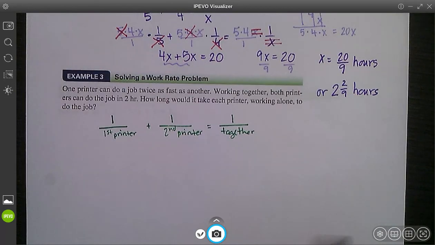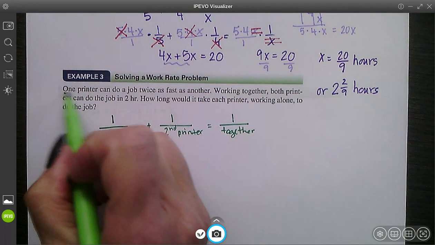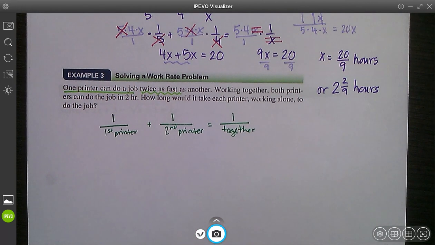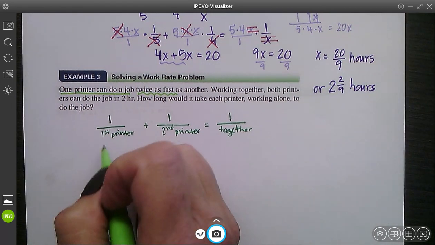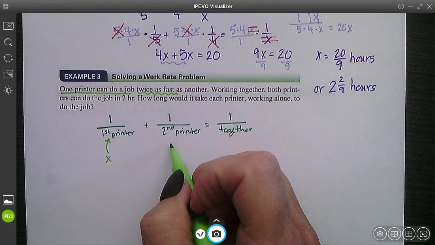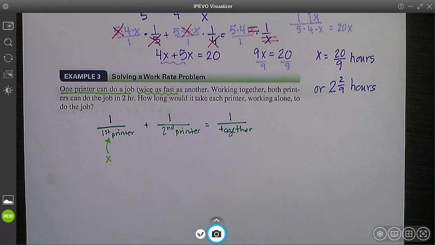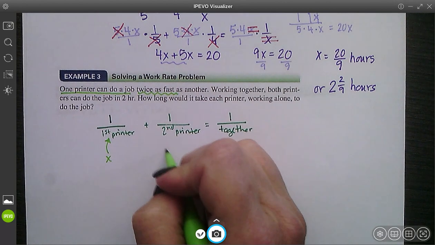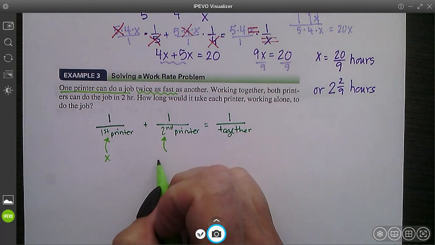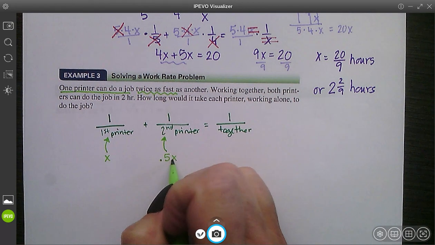So what we know about these printers, well, we don't know how long they're going to take, but we do know that one printer can do a job twice as fast as another. So if I make my first printer take x amount of time, then the other one can do that twice as fast. Twice as fast means it takes half as long. So the other one would be 0.5x.